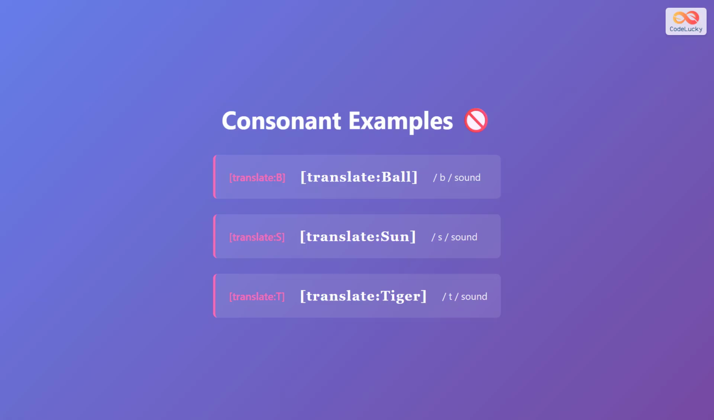Now let us look at some examples of consonants. The word ball starts with the consonant B, pronounced with the sound /B/. The word sun starts with the consonant S, pronounced with the sound /S/. The word tiger starts with the consonant T, pronounced with the sound /T/. Each consonant produces a quick, distinct sound with airflow obstruction.